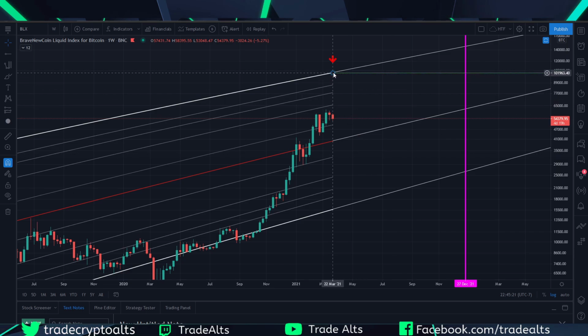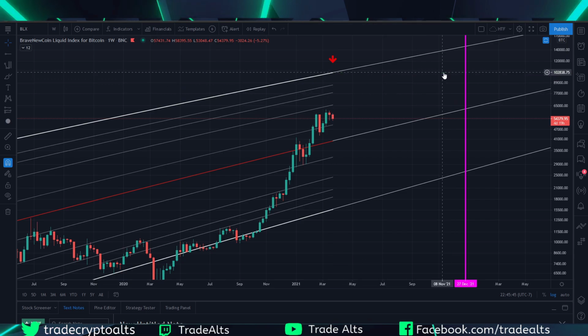So right here, about the top of the growth curve, look over here, it's right about 100K, right? So that's a really important psychological number. Again, I don't see that happening this week. It's very unlikely, but you never know. But anyway, that's about where price would be if it hit the top of the curve this week.